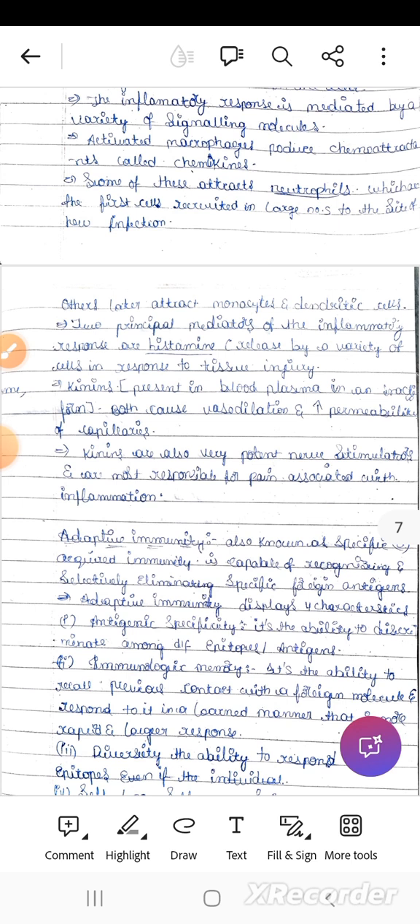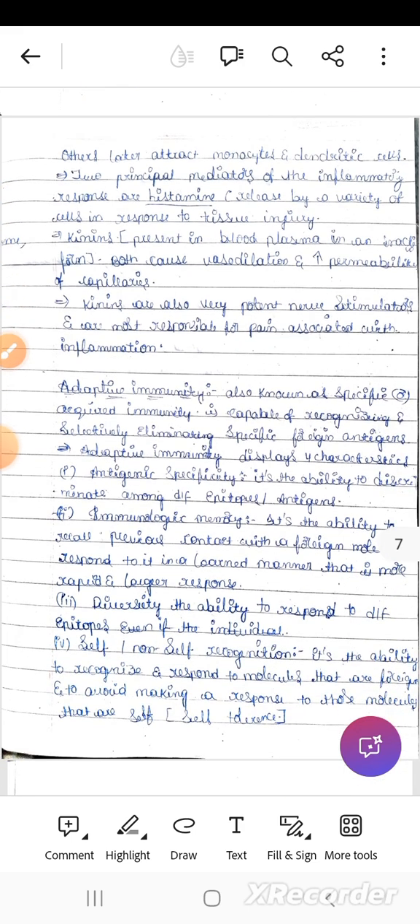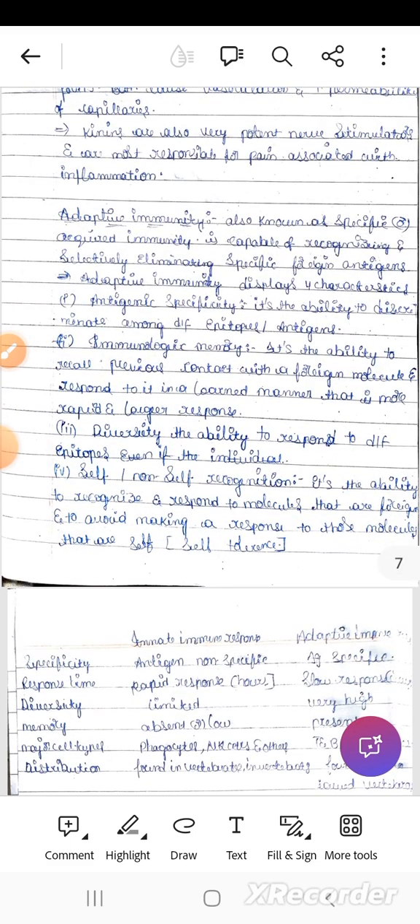Two principal mediators of the inflammatory response are histamine and kinins. Histamine is released by a variety of cells in response to tissue injury. Kinins, present in blood plasma in an inactive form, both cause vasodilation and increase permeability of capillaries. Kinins are also very potent nerve stimulators, and are most responsible for pain associated with inflammation.